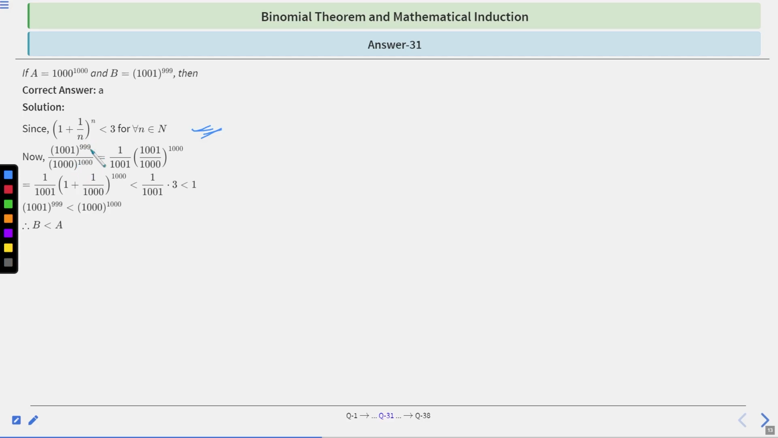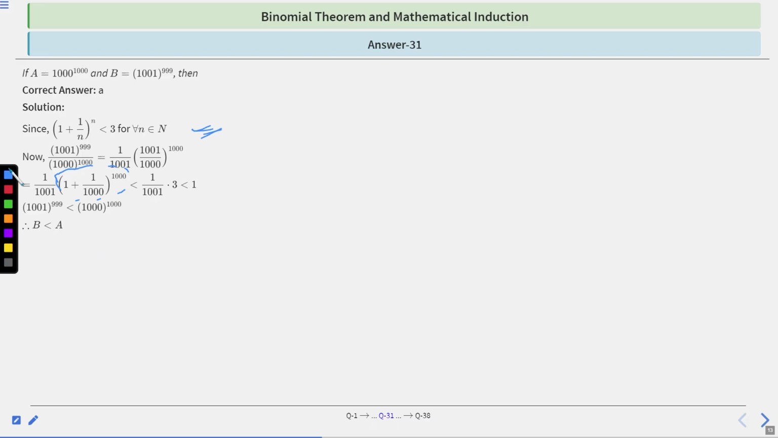1001^999 upon 1000^1000 can be written as, let's take 1/1001 common. So we multiply and divide with 1001. So 1/1001 into 1001^1000 upon 1000^1000. So 1/1001 into (1 + 1/1000)^1000, since 1001 can be written as 1 + 1000. And since this term is less than 3, we know that this whole term is less than (1/1001)·3, which is basically less than 1.